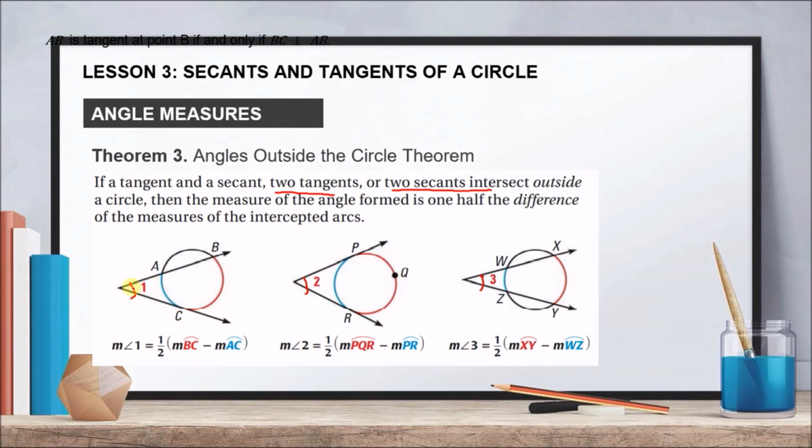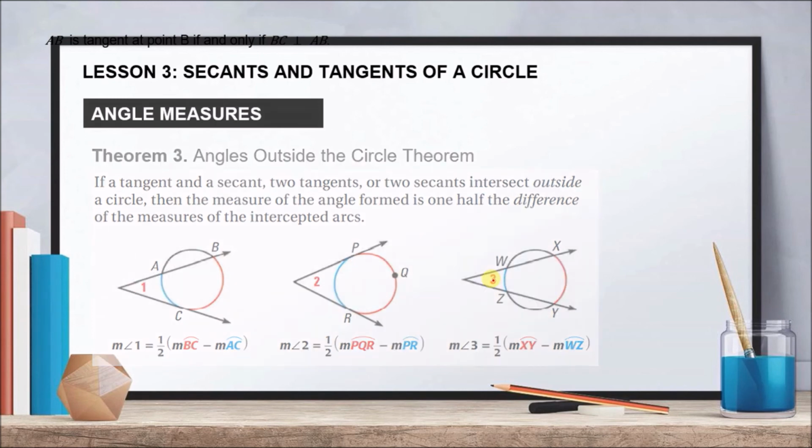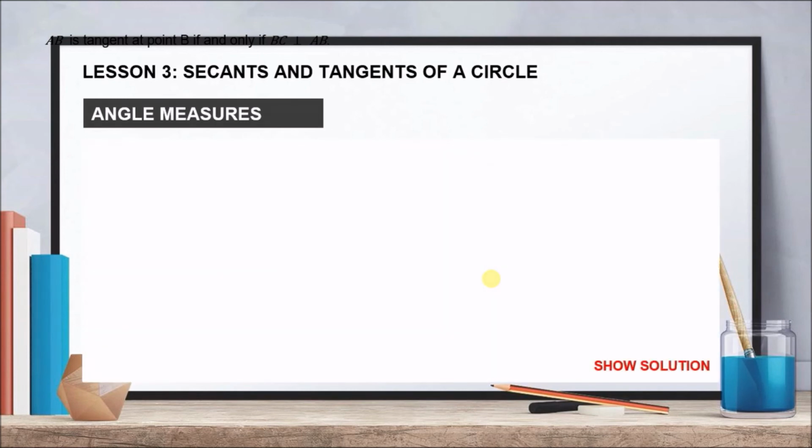Intercepted arcs involved from that joining the tangent and a secant. Yung mga nabubuo nilang mga arcs ay sinosubtract and then get the half. That is the equivalent of the exterior angle or outside of our circle. And through example, you will then realize how to solve it properly.